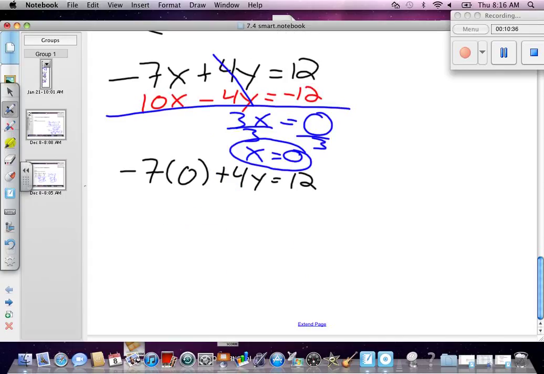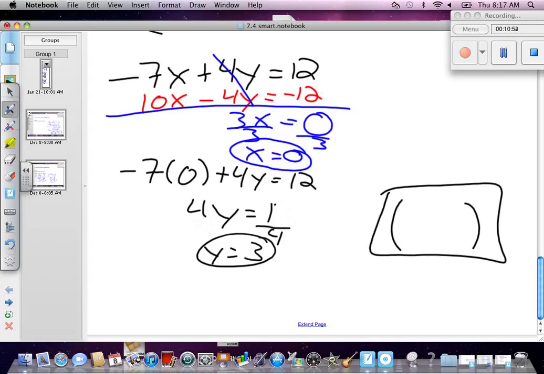What is -7 times 0? 0. So I get 4y equals 12. I divide both sides by 4. Y equals 3. Okay? Sometimes on your tests or quizzes, you might see a little box in the corner that looks like this. What would you put there? You'll put 0 and 3.